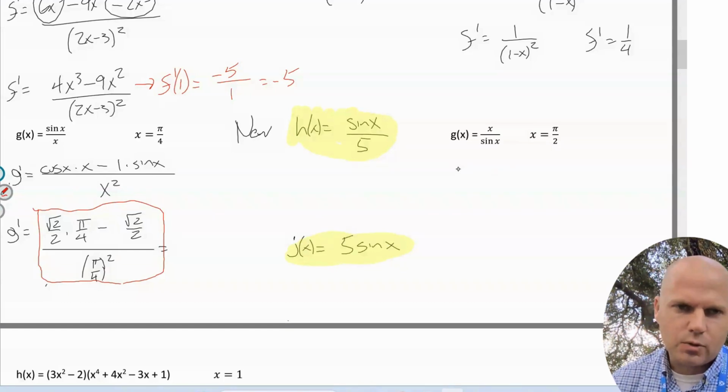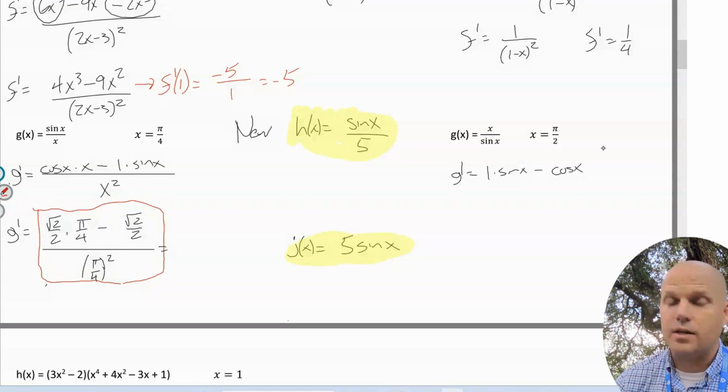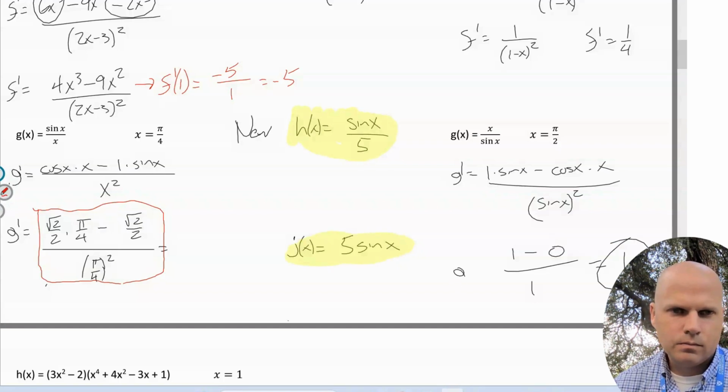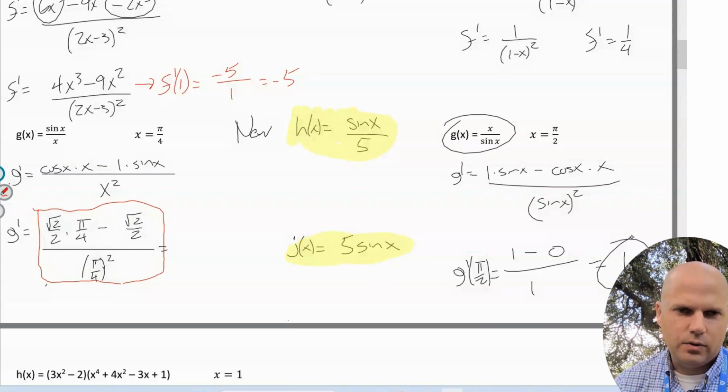Okay, let's do this one over the right and then I'll do the other new ones. Slopes of the top times the bottom minus the slopes of the bottom, slopes of sine or cosine, times the top, all over the bottom squared. Plugging in pi over 2, I get 1 minus 0. The cosine of pi over 2 is 0. Over 1, I get 1. The slope of this guy at pi over 2 is 1.